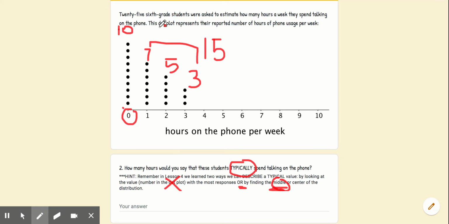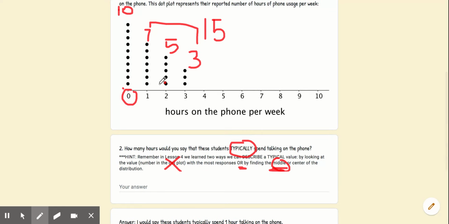Remember, the center is where there are equal numbers on the left and equal number of dots to the right, or approximately equal number. So I can look and maybe choose 1. So what I'm going to do here is delete this here, and let's say I chose 1 as my center. What if I say the most typical is 1 hour?